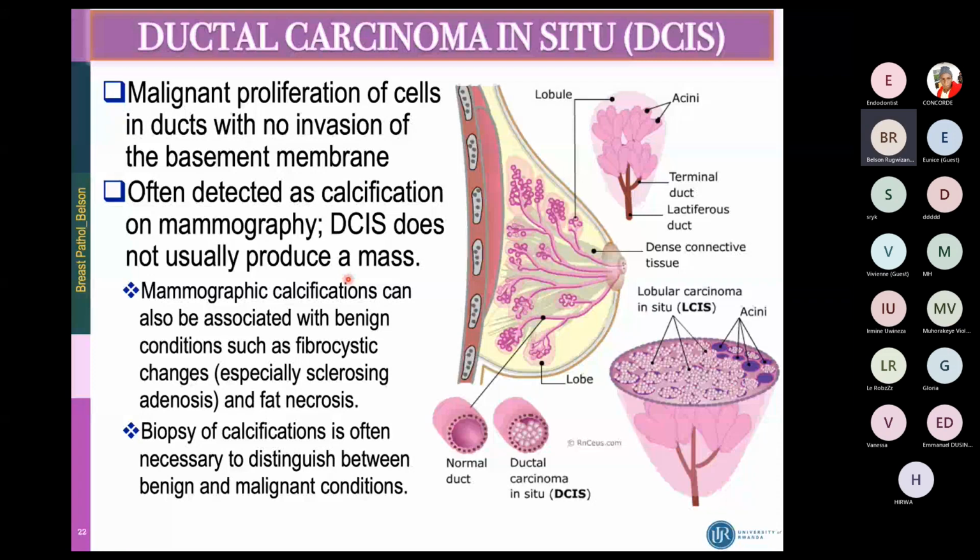Then we have the duct. So these are normal ducts. When it is a ductal carcinoma in situ, the abnormal cells usually fill the ducts, but the basement membrane around it will be intact.